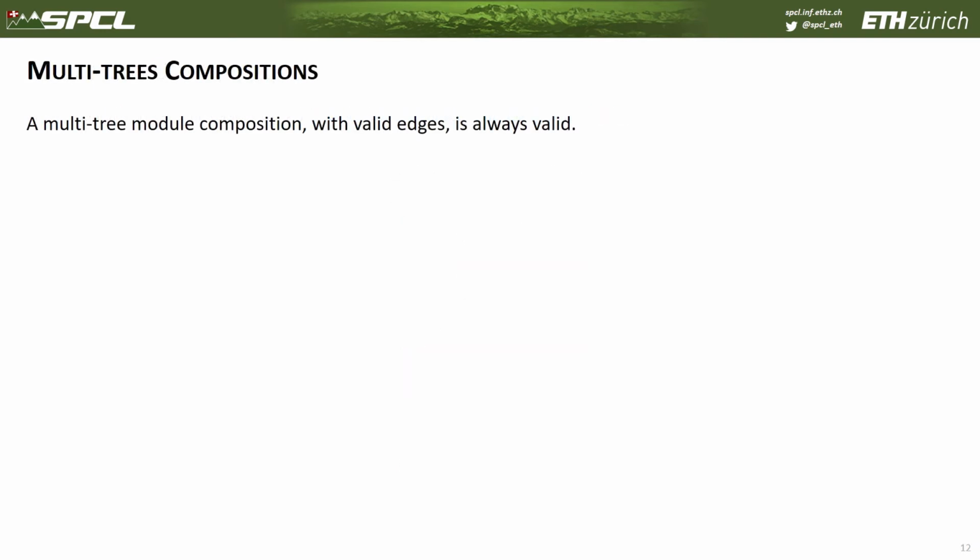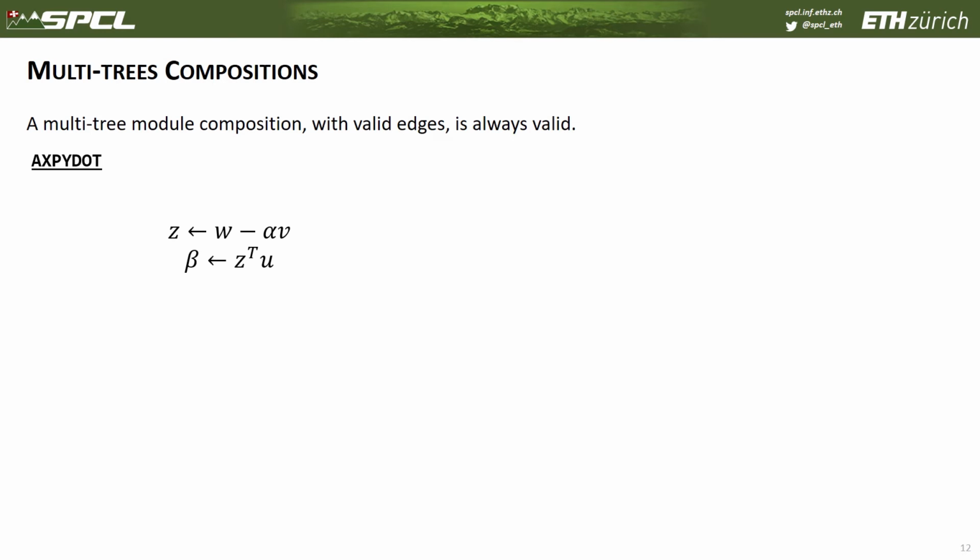Let me show a couple of examples. So, a possible way of composing modules is by using multitree composition. A multitree is a graph where only a single path exists between any pair of nodes. A multitree module composition with valid edges is always valid. Consider, for example, these computations derived from the extended BLAS.